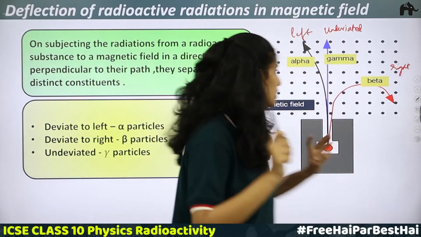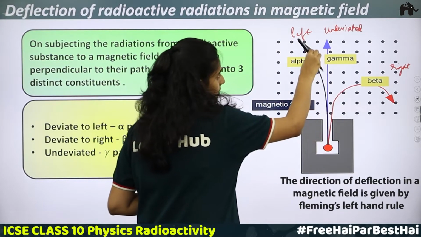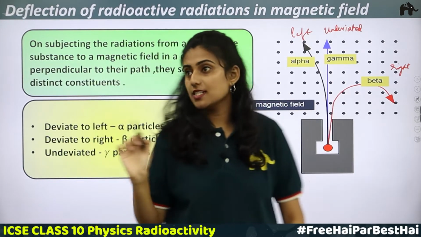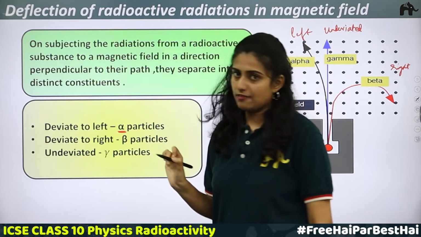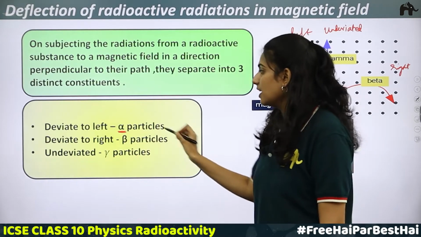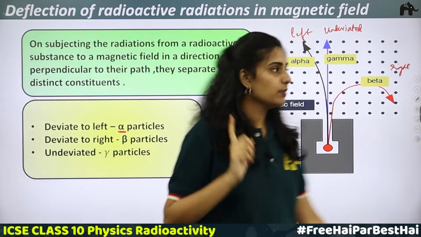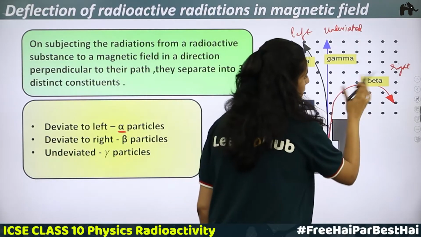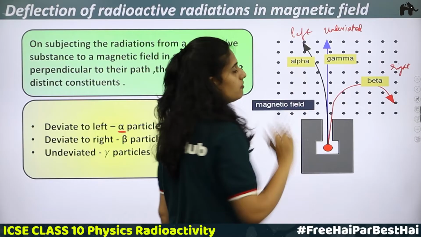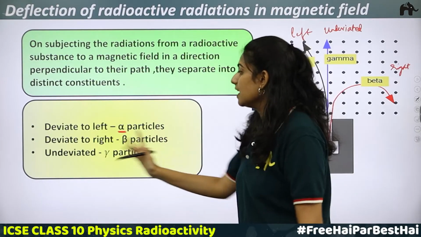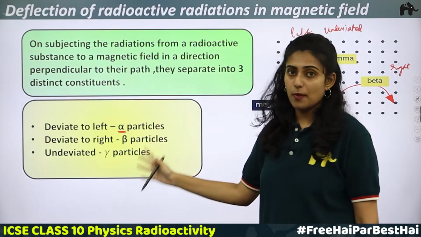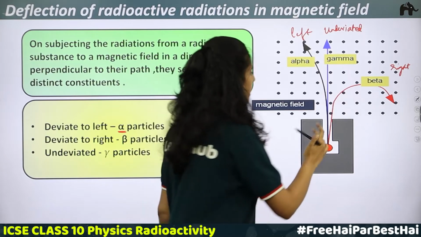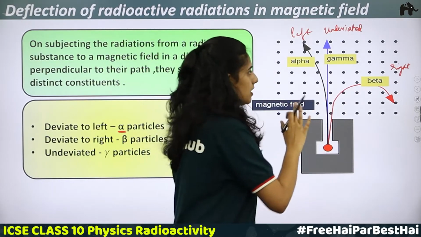The particles which deviate to the left are called alpha particles or alpha radiation. This is the Greek letter alpha, how you represent alpha particles. Then you have beta particles, which deviate to the right in the magnetic field. You can see that the deviation of beta particles is greater compared to that of alpha particles. Now what about gamma rays? They are undeviated. They are actually electromagnetic radiation, so they do not deviate in the presence of a magnetic field. Like light, they remain undeviated.